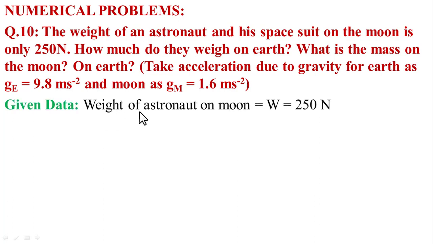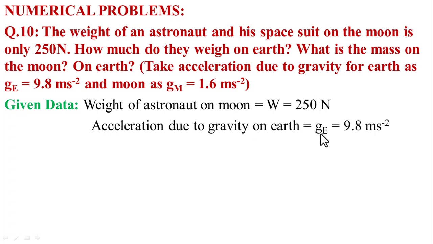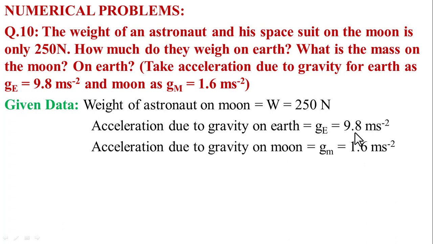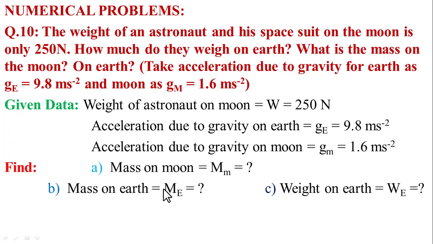Given data: weight of astronaut on moon W is equal to 250 Newton. Now, the acceleration due to gravity on Earth gE is equal to 9.8 meter per second square, and acceleration due to gravity on moon gM is equal to 1.6 meter per second square. So according to the statement, we can find mass on moon mM is equal to question mark, and also mass on Earth mE is equal to question mark. Also we can determine weight on Earth WE is equal to question mark.